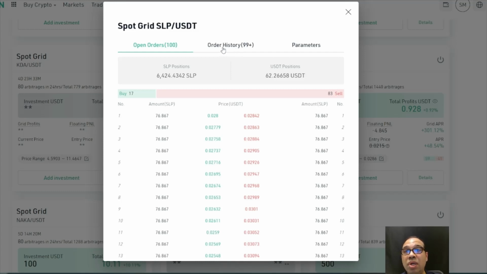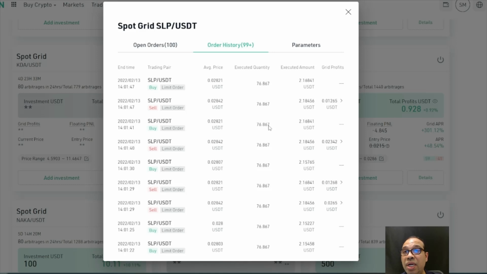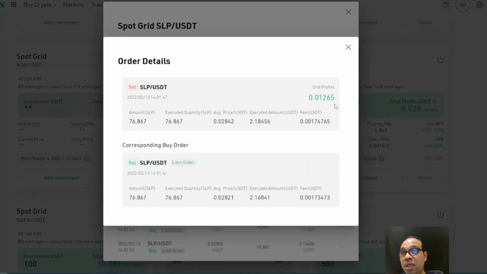For the order history as well, you can click on it and see how this one, for example, let's look at this. It sold this SLP. How much did it make? Click on this here, and you can see it bought at 0.02821 and sold at 0.02842. So the difference is only 842 minus 821. Small, but it does a lot of transactions, so it makes you a great profit.